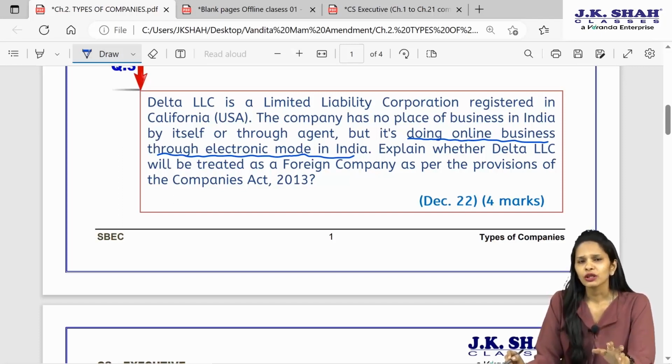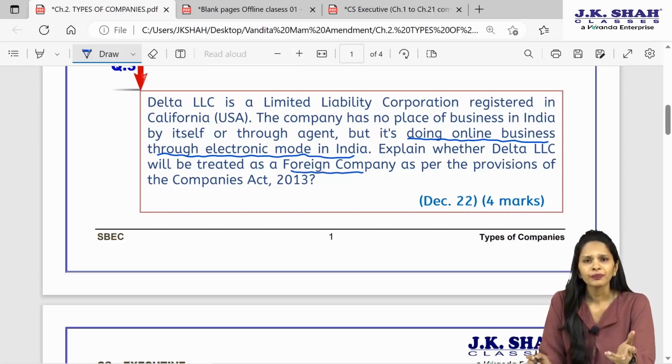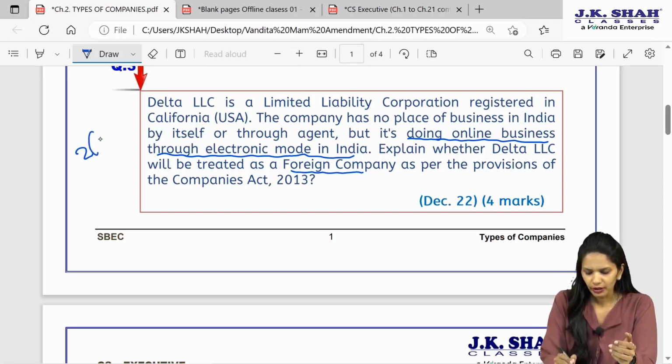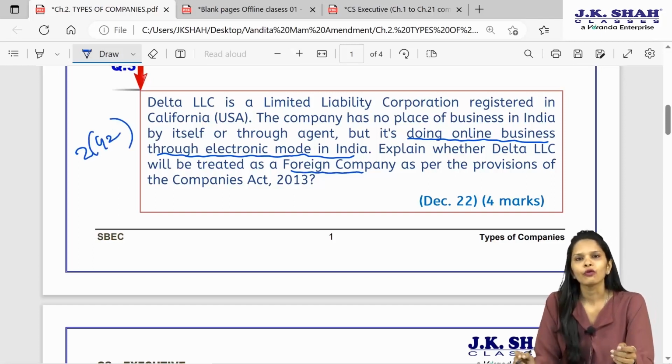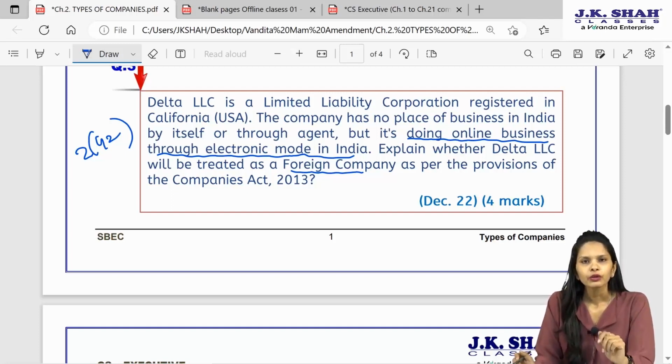Now just recollect, students, which section is applicable. Now they have only told you it's a foreign company question. So foreign company, which section is applicable? Everyone knows it's Section 2 clause 42. So this section will be applicable. What does 2(42) say? 2(42) says that a company which is incorporated outside India but has place of business in India. Now how does it have place of business in India? Either physical mode or through electronic mode or any other mode. So over here electronic mode is included.